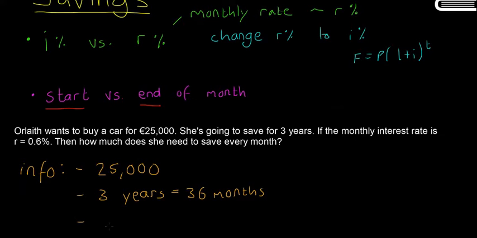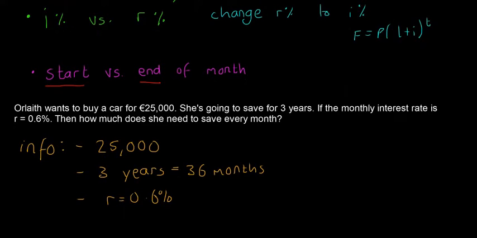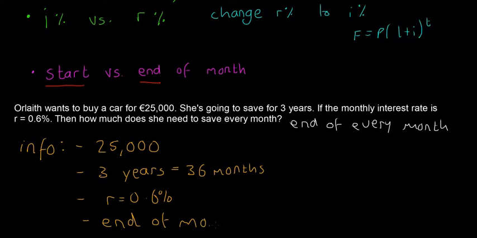The interest rate r is equal to 0.6%, and the last bit, which I apparently forgot to add to the question, I'm going to say end of every month. So sorry about that, I'll just scribble it in here though. So she's saving up at the end of every month, so I'm going to write that in as the important info. End of month.